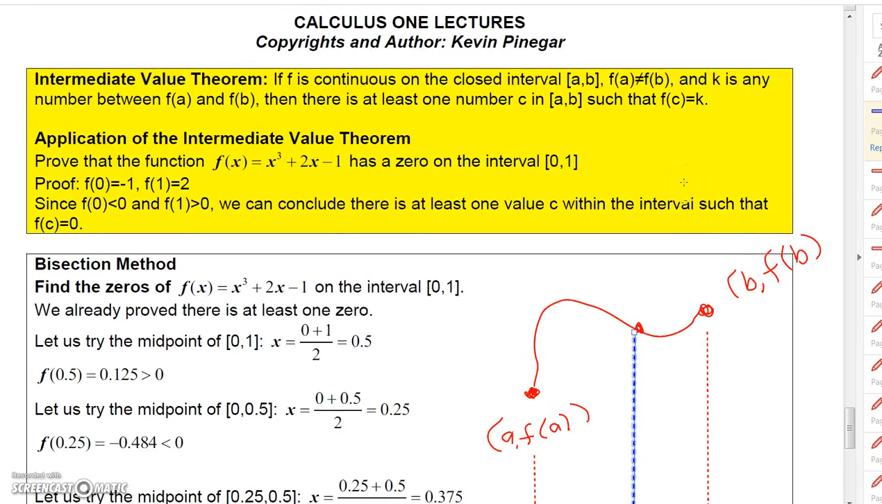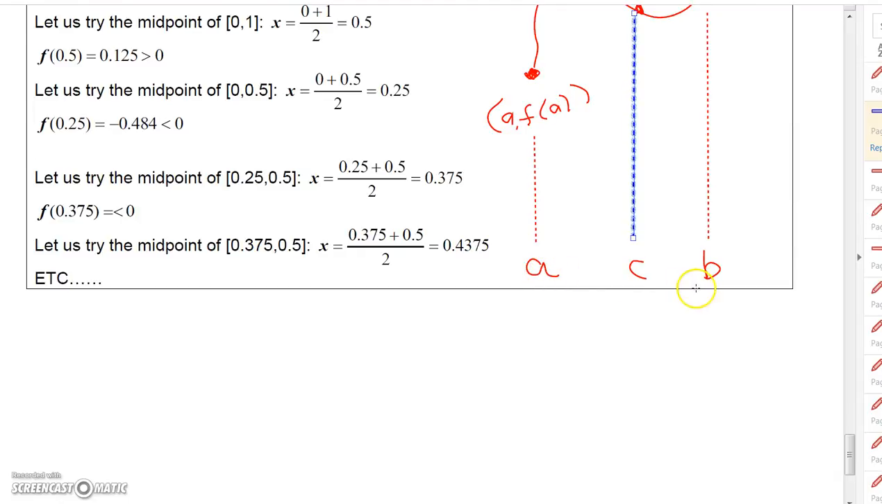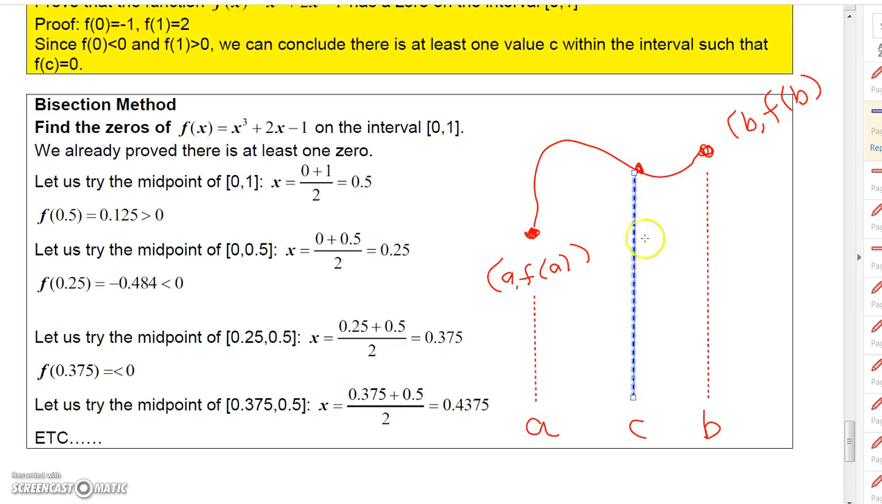Well, then there must be some number c in between a and b such that f of c equals k. So this point right here would be the point c, and then f of c would have to equal that k value. Okay, so the intermediate value theorem tells us that.